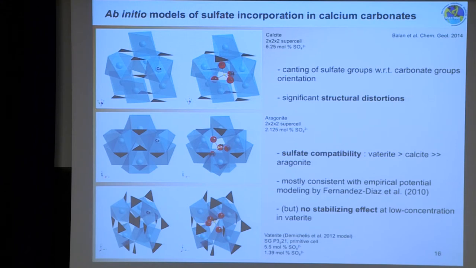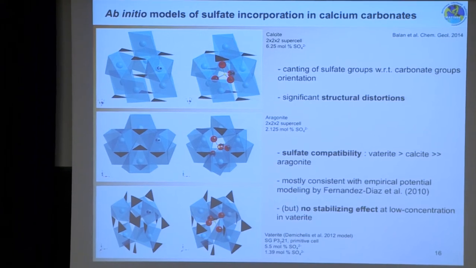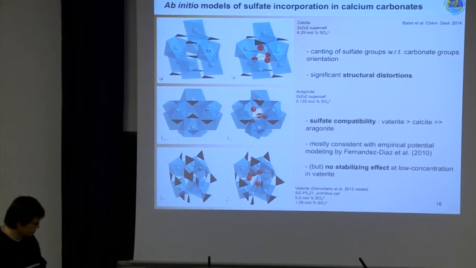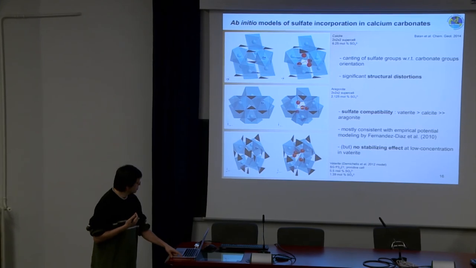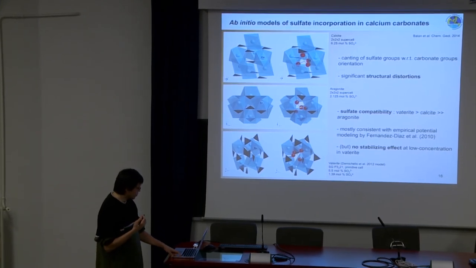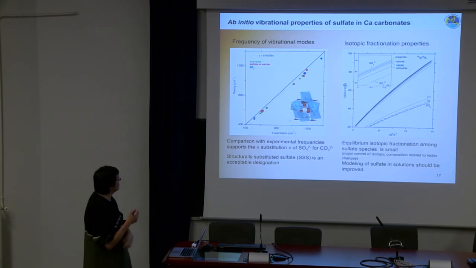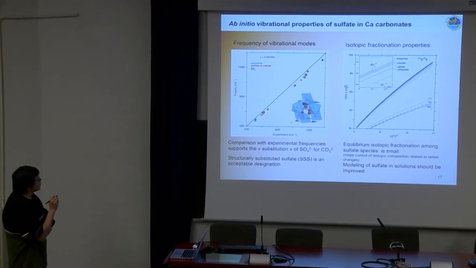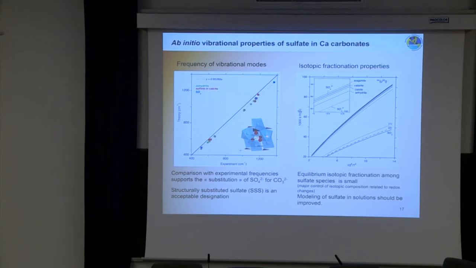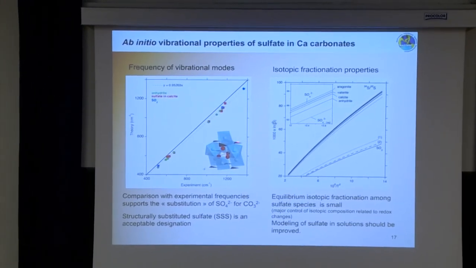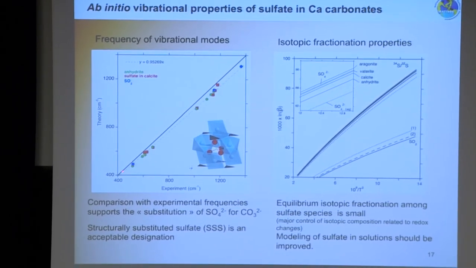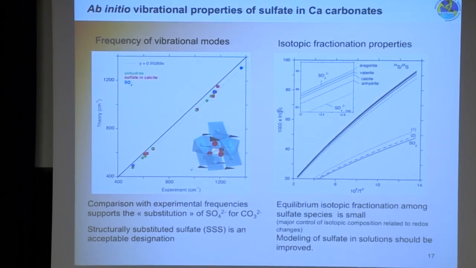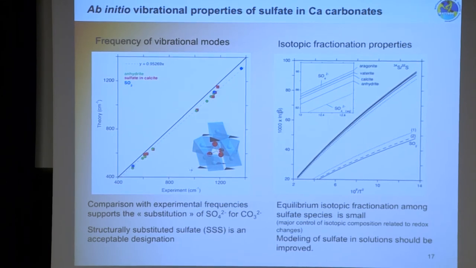Okay. So starting from these models, it is now possible to also compute the vibrational properties corresponding to these models and compare them to experimental observations if they exist. Concerning the frequency of the vibrational modes, here we have computed in red the vibrational frequencies of the sulfate in calcite, and we also computed the vibrational frequencies for an isolated SO2 molecule on anhydrite.